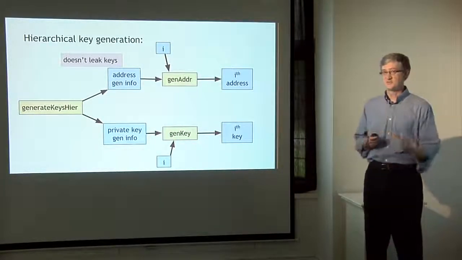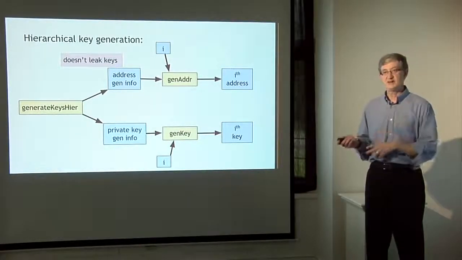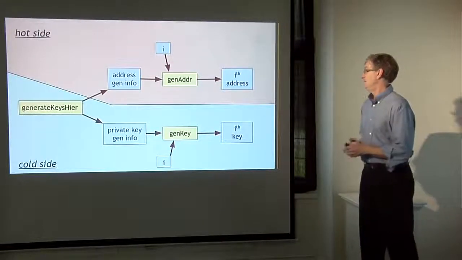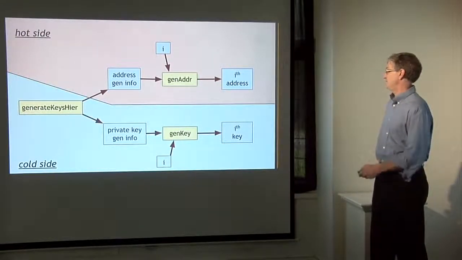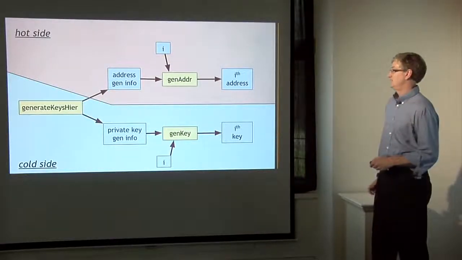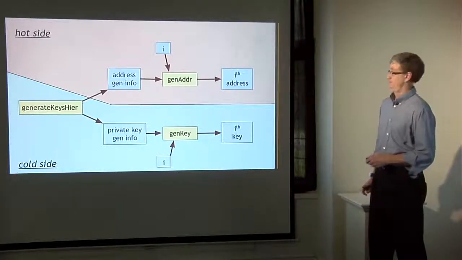And the reason this is useful for hot and cold storage is that we can take this operation and split it up between the hot side and cold side of our storage, like this. Everything that has a blue background here is done on the cold side, and everything that has a red background is done on the hot side. And so what we do is at the very beginning, on the cold side, we do the generate keys hierarchical operation. We then take the private key generation info that makes and keep it on the cold side. And we take the address generation info that makes and pass it across to the hot side.